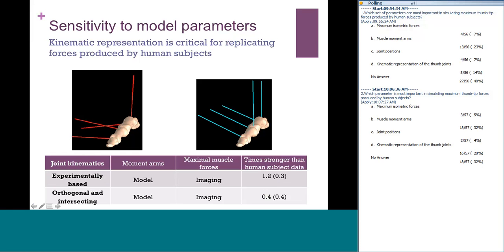When we replicated that same study, the only thing we switched out was the joint kinematics, and we replicated 5,000 simulations. We had a factor of 3 weaker. Here they're both normalized to the human subject's data, so 0.4 is 3 times weaker than the 1.2.